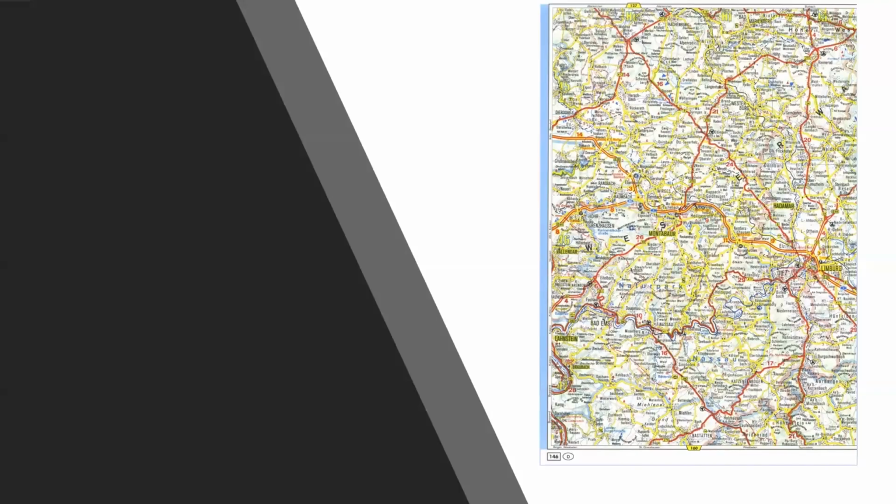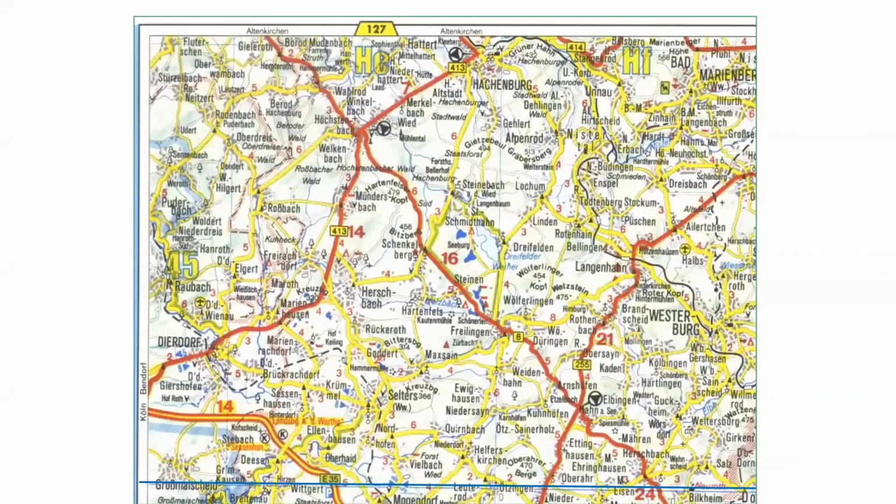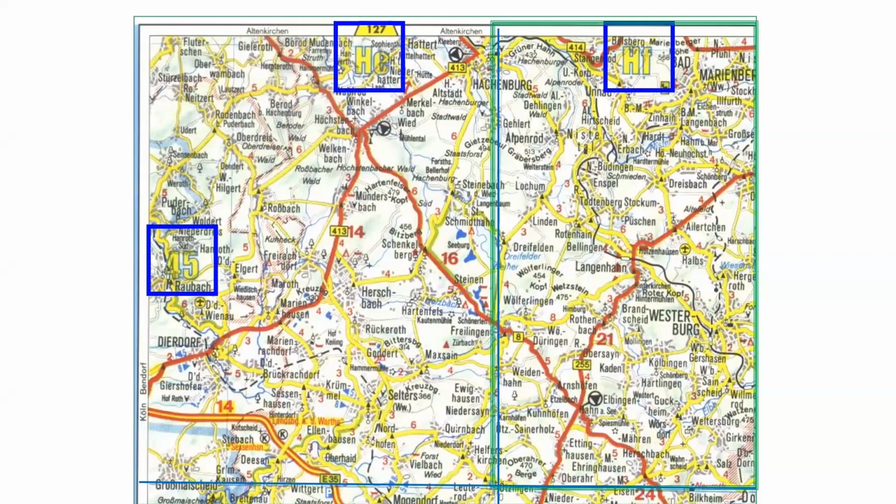Begin by turning to page 146. The page number is found on the bottom left of the page. There is a blue vertical line in the middle and a horizontal line at the bottom that divide this page. At the top are the coordinates HE and HF. On the left side, we have the coordinate 45. A search for Alpenrode will need to be made in the HF area, outlined here in green. Alpenrode is found near the top left side of the HF area.